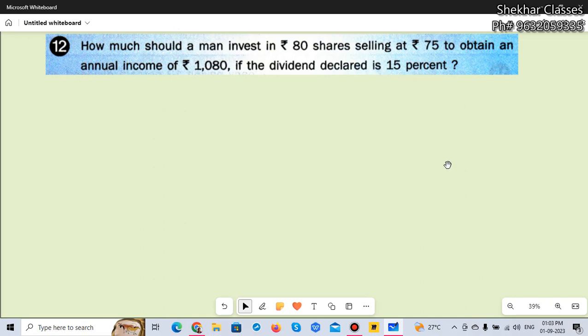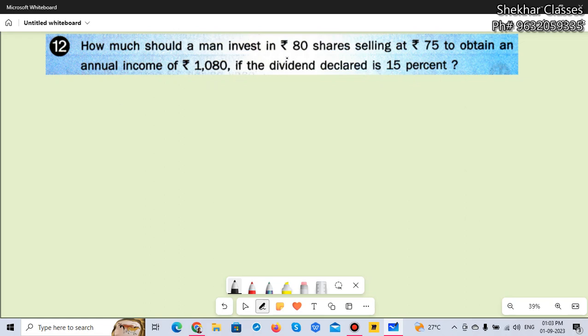How much should a man invest in rupees 80 shares selling at 75 rupees to obtain an annual income of 1080 if the dividend declared is 15%? So they're asking the amount of money that one should spend, that is invest, right?